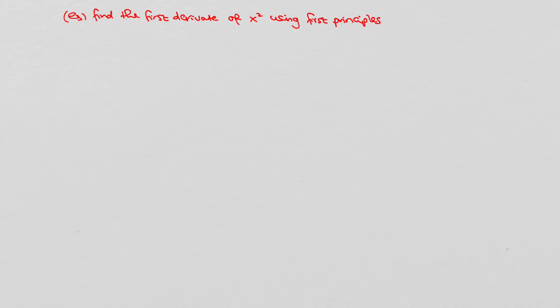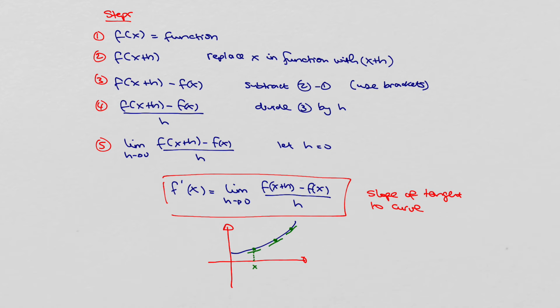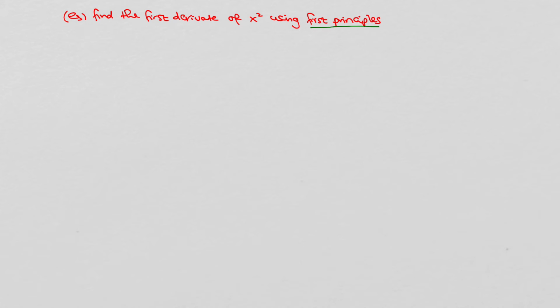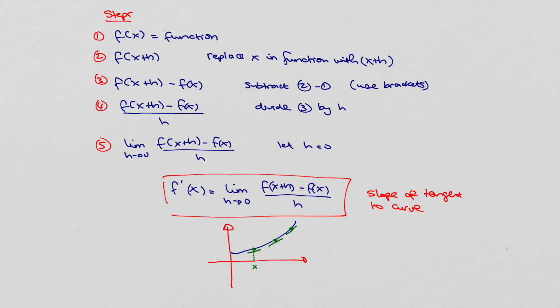So let's start with a very basic example. Find the first derivative of x squared using first principles. So we would see the words first principles, we'd underline it, and we know then that we have to use these 5 steps. So our first step there we can see is f of x is going to be the function. So that means we're going to say let f of x equal x squared. So that's step 1.